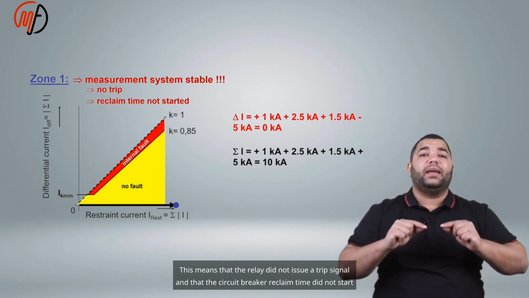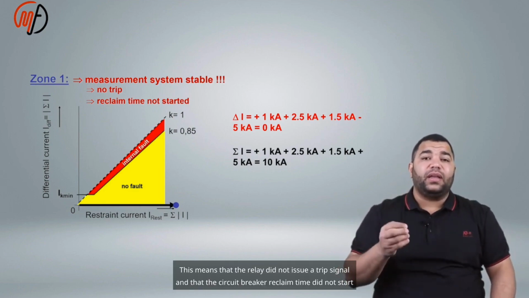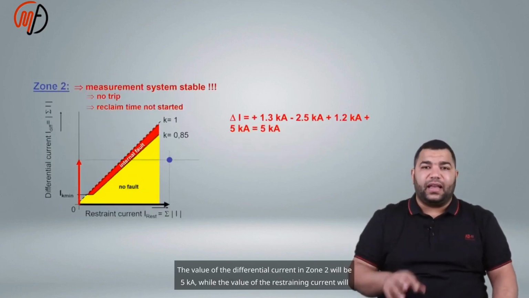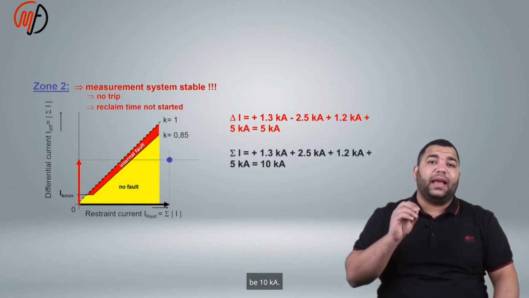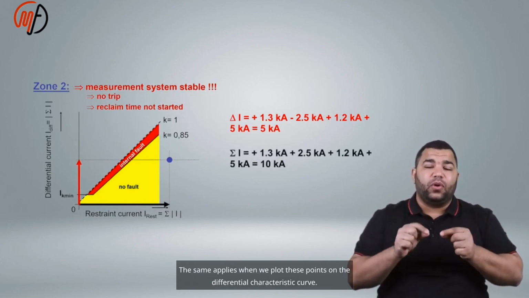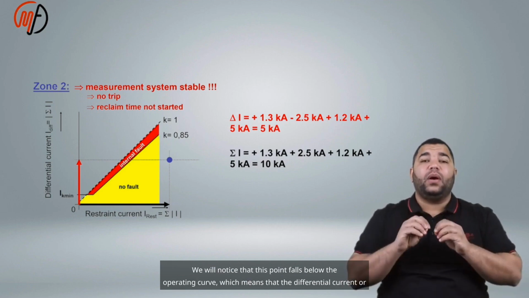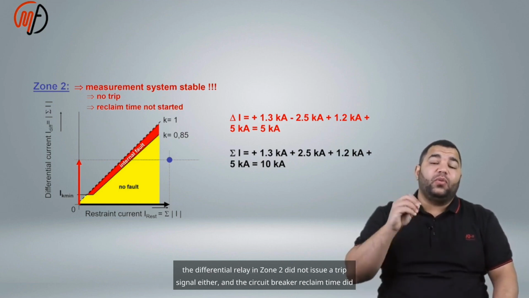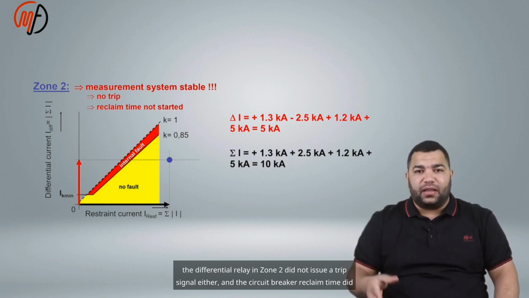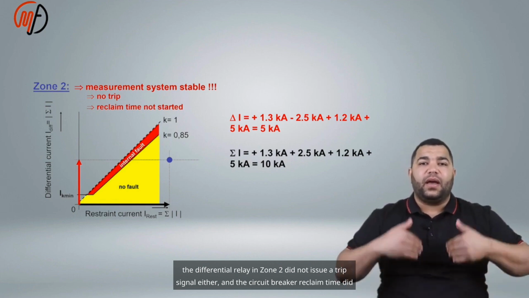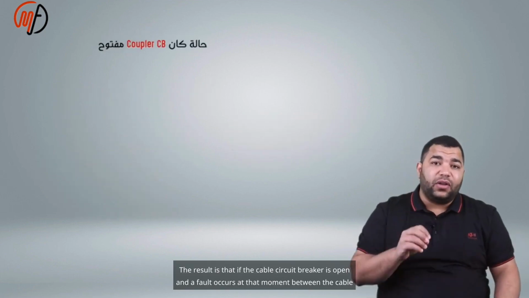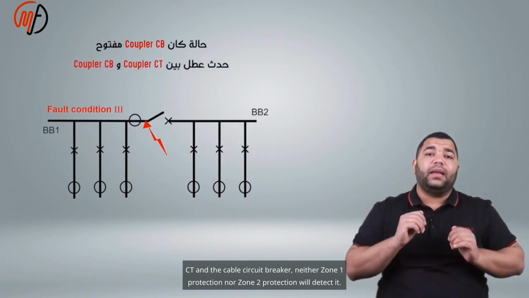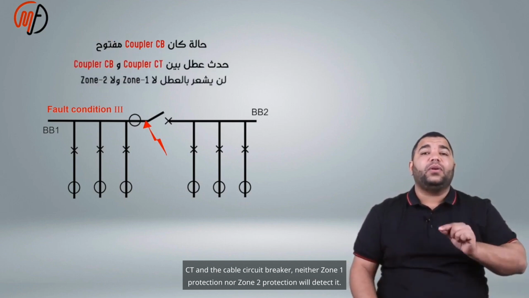This means that the relay did not issue a trip signal and that the circuit breaker reclaim time did not start at all. The value of the differential current in zone 2 will be 5 kA, while the value of the restraining current will be 10 kA. The same applies when we plot these points on the differential characteristic curve. We will notice that this point falls below the operating curve, which means that the differential relay in zone 2 did not issue a trip signal either, and the circuit breaker reclaim time did not start at all. The result is that if the cable circuit breaker is open and a fault occurs at that moment between the cable CT and the cable circuit breaker, neither zone 1 protection nor zone 2 protection will detect it.